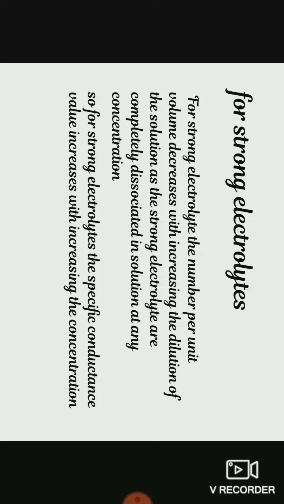As we told in the previous slide, the kappa always depends on the number of ions per unit volume. So with dilution, as the number of ions per unit volume for the strong electrolytic solution decreases, the kappa value also decreases. So the kappa value for the strong electrolytic solution decreases with dilution or increases with concentration linearly.